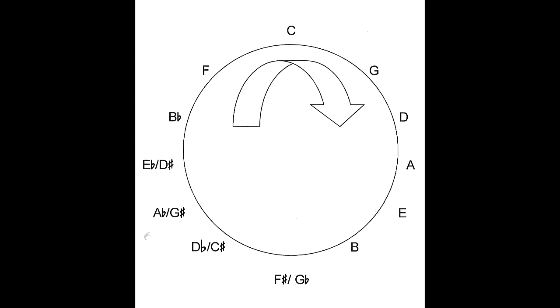So looking at the circle of fifths in this way, we also then know that the first and fifth notes are next to each other in the circle of fifths, and also the first chord and the fifth chord are next to each other in the circle of fifths.